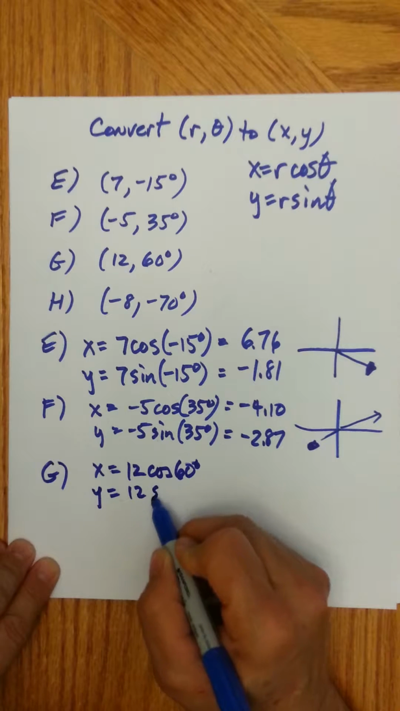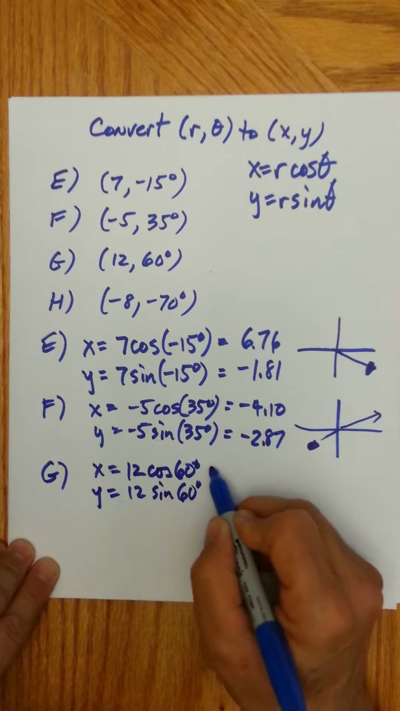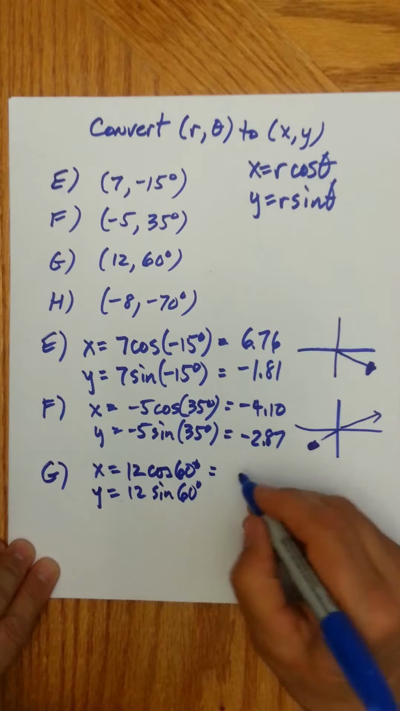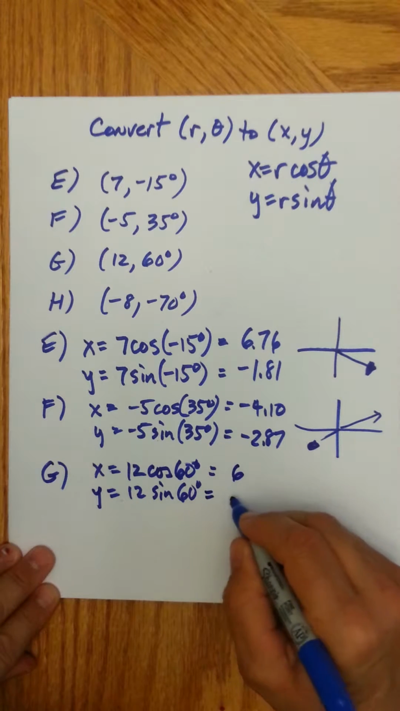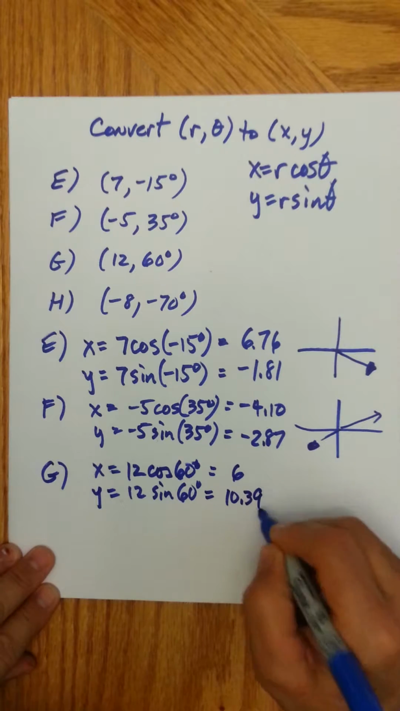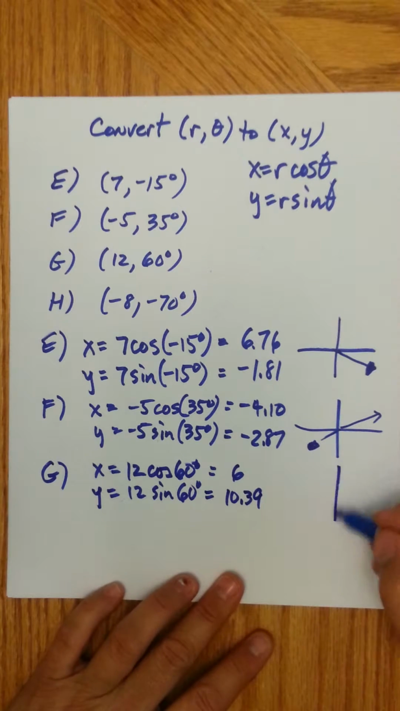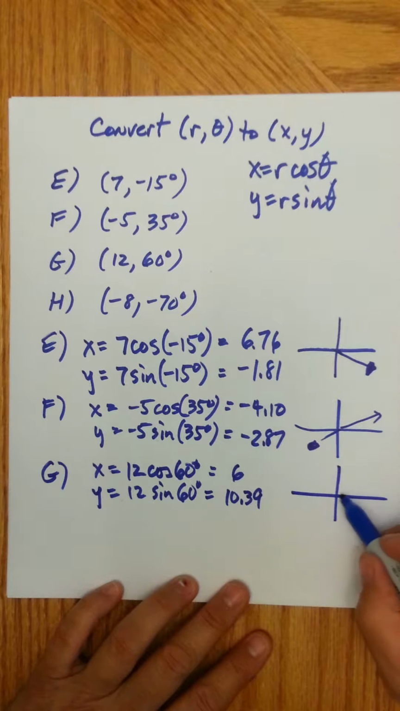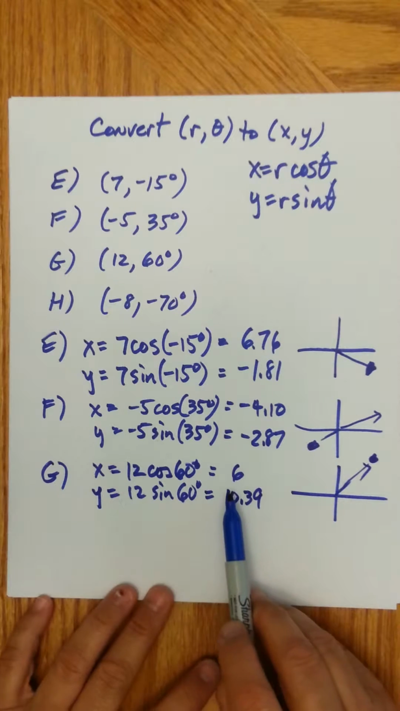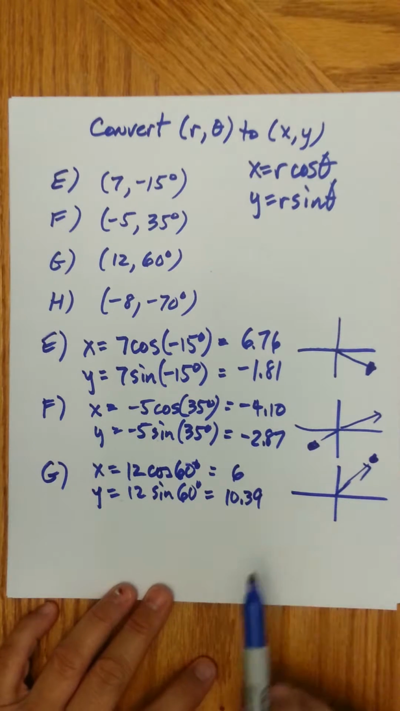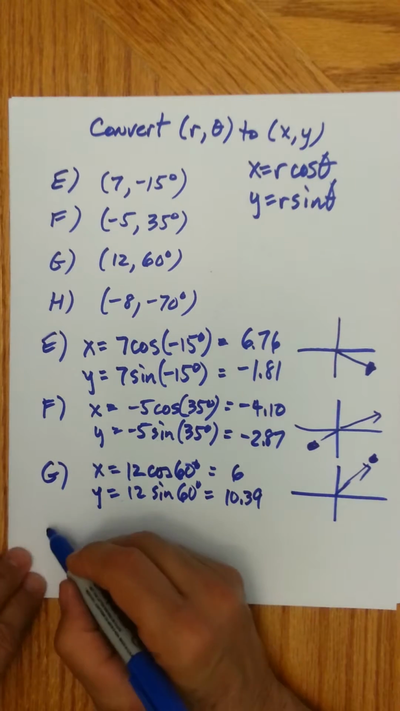Y is 12 sine of 60. So here what you would get, but be sure you're in degree mode when you put these in your calculator, you'll get 6. And here you'll get 10.39. So again, let's check that out, see if it makes sense. In this one, we're rotating out to 60 degrees, somewhere like in here. And we're going way out here at 12 somewhere. So does that make sense? We went over 6 and up 10. It's 10.39. Yep, that looks good.